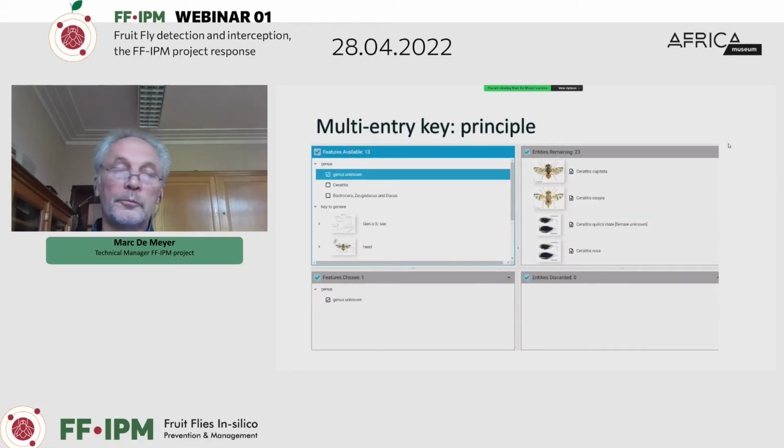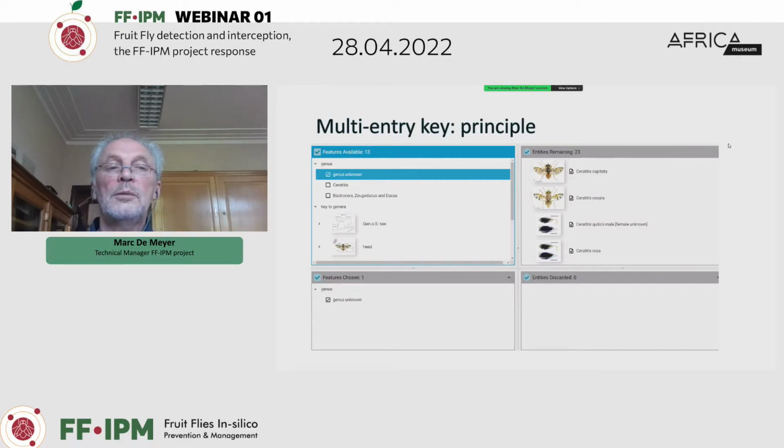What is the principle? If you have an identification key in the normal way that most people are familiar with, it's what we call a dichotomous key. The key takes you through a fixed pattern, and it will start with certain characters that you have to recognize on your organism. For example, a key can start with: are the legs yellow or black? Well, if you have a damaged fly and the legs are not really visible, you're stuck, because you cannot tell whether they are yellow or black.